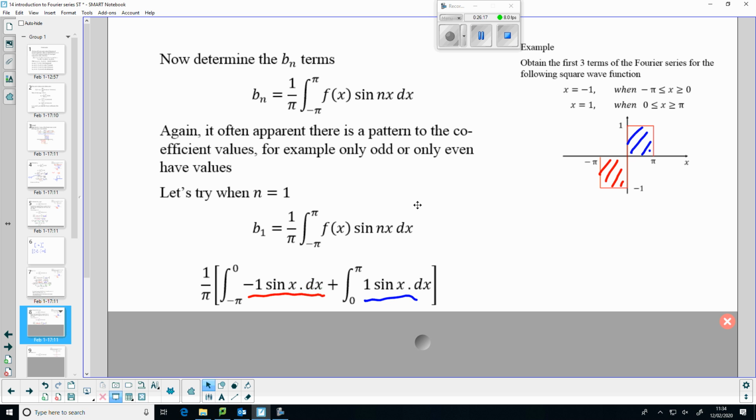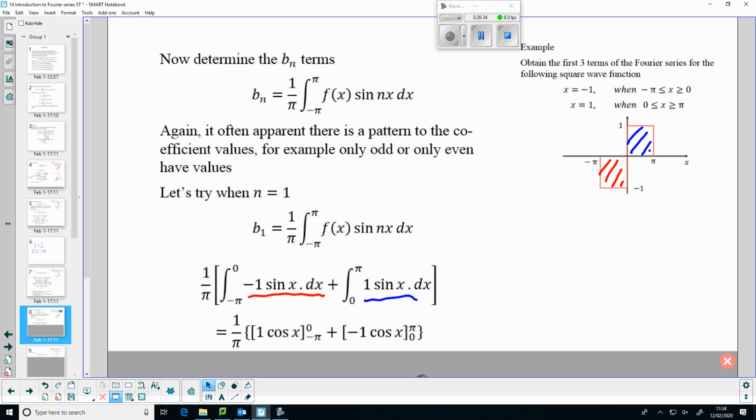So what do we do when we want to integrate sine x? What's the result of integrating sine x? Minus cos x. Minus 1 over n, and n in this case is 1 anyway. So we end up with minus 1 times minus cos x means we end up with a 1 cos x on that side and minus cos x on this side.